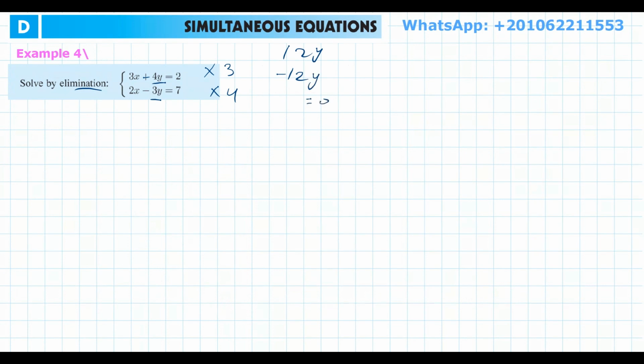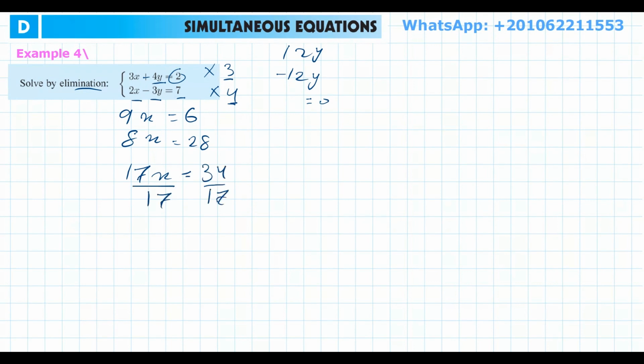Then 3 times 3x becomes 9x equals 2 times 3, which is 6. What about 4 times 2x? It becomes 8x, and 7 times 4 becomes 28. After that, adding them, 9x and 8x become 17x, and 6 and 28 become 34. Divided by 17, x equals 2.